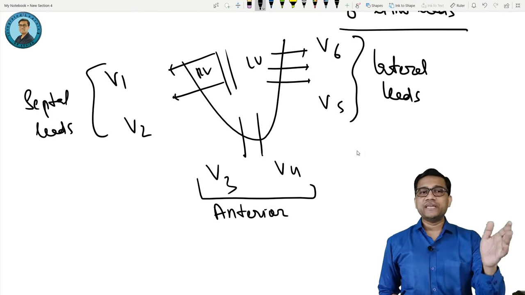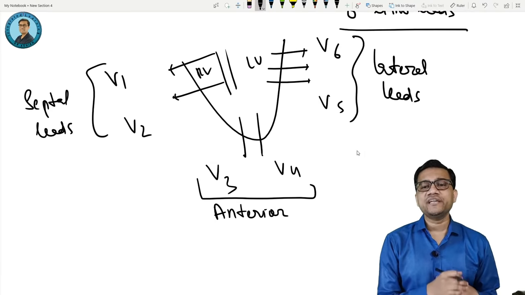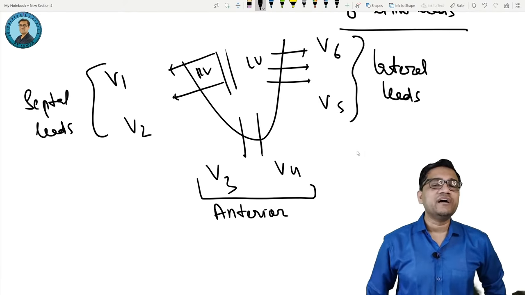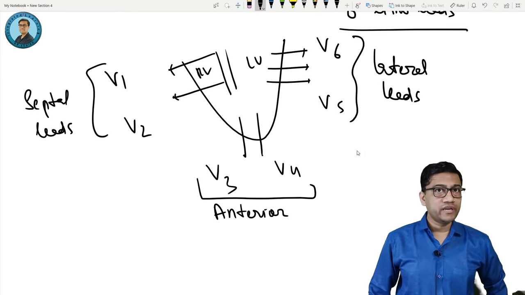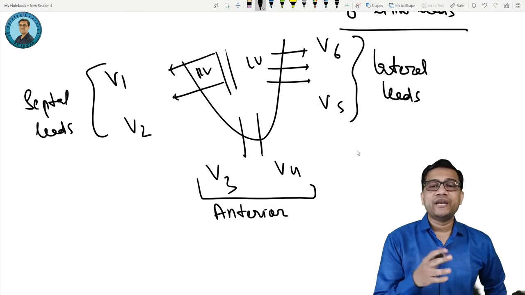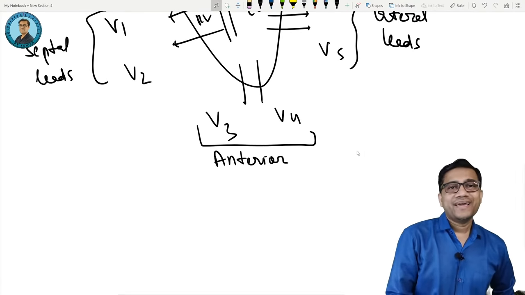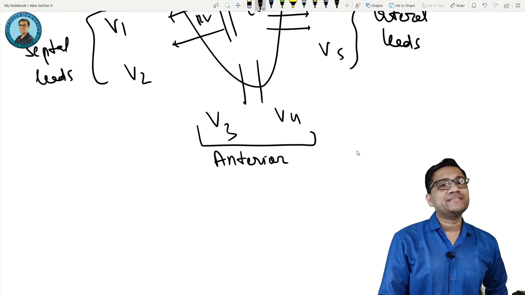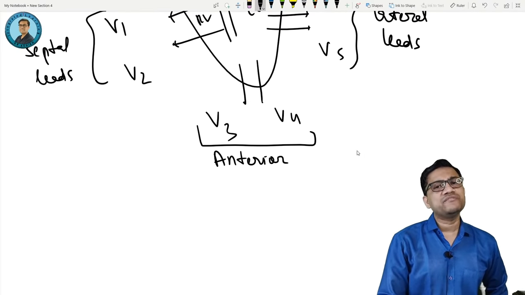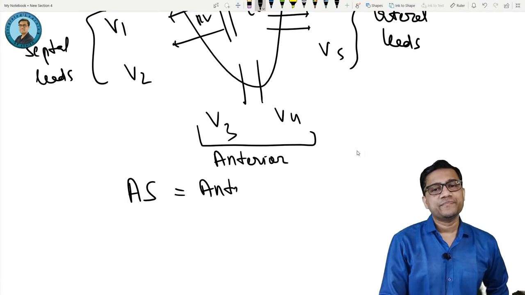So septal leads V1, V2, anterior V3, V4, and lateral leads are V5, V6. Are you clear? And what is then anteroseptal? V1 to V4 can be taken as septal leads. Some books say 2, 3, 4. So, what is anteroseptal? AS is anteroseptal.